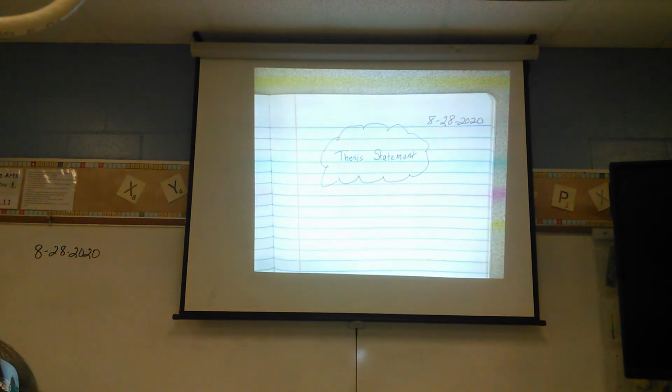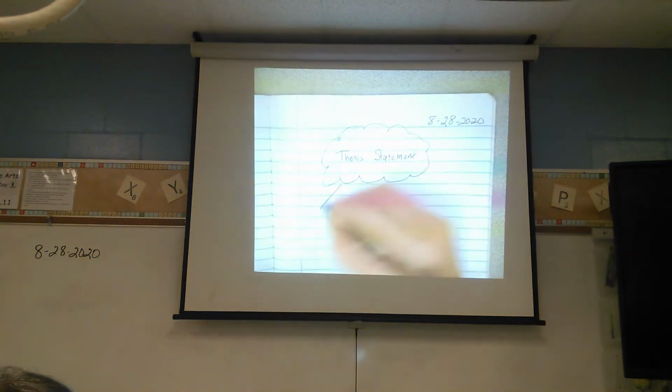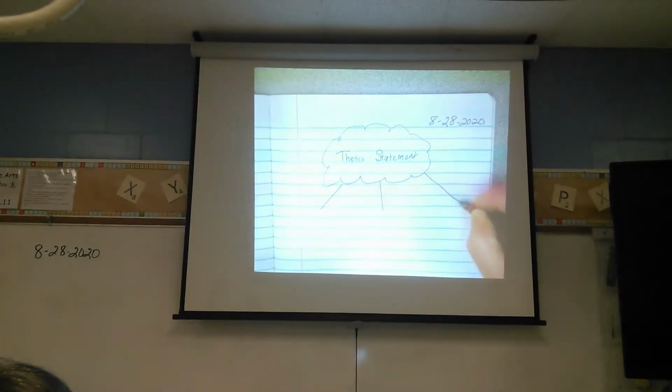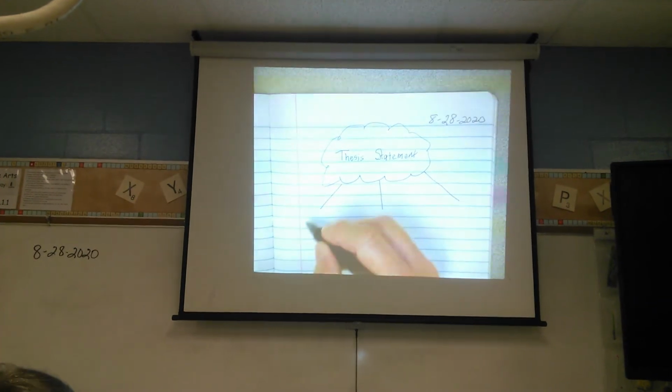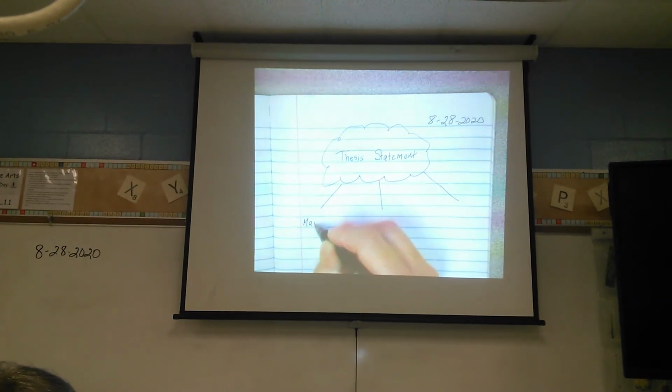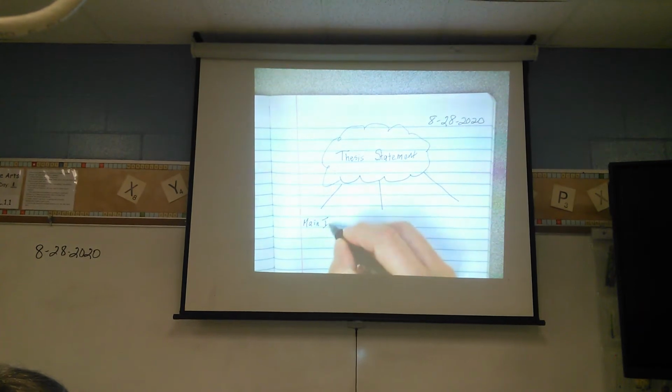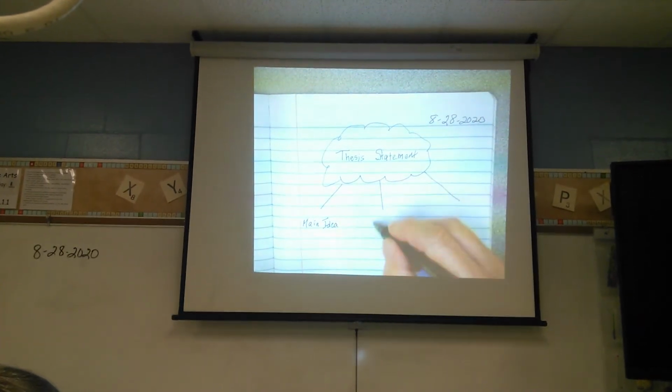All right, so we know also from yesterday that we need to have 3 main ideas to support our thesis statement. We know that we're going to have 3 body paragraphs. Each body paragraph is going to focus on one main idea. So from our cloud, we want to draw 3 lines. And notice how I angled out the lines on the outside because we're going to have a main idea. We're going to have 3 main ideas.